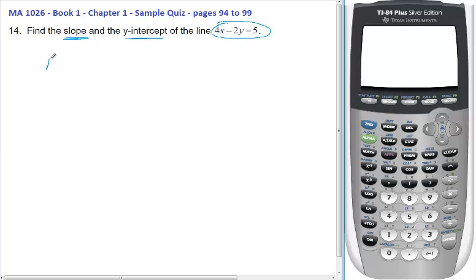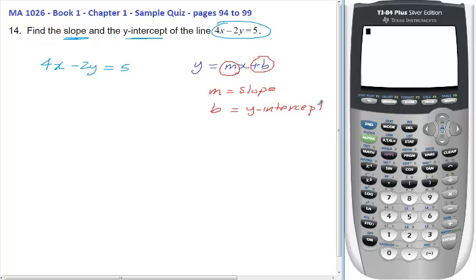4x minus 2y equals 5. Well, we know that when it's in the form y equals mx plus b, the coefficient, the number in front of x, is the slope, right? m is equal to the slope, and the number left over behind it, b, is equal to the y-intercept. So anytime you're given an equation, what we need to do is solve for y.